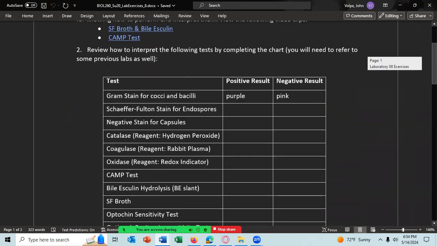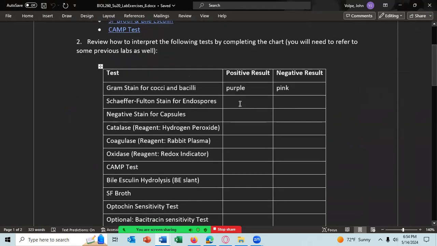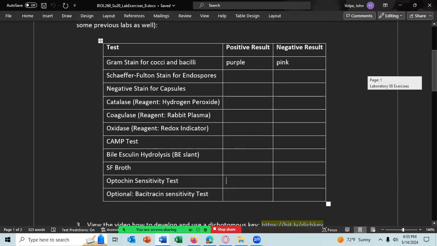So in this table, fill in the results for positive result and negative result. The first one has been done for you. The gram stain for cocci and bacilli. The positive result, the cells will be purple, gram positive; gram negative, these cells will be pink. So do that for the Schaefer-Fulton stain for endospores, the negative stain for capsules, the catalase test, the coagulase test, the oxidase reagent, the CAMP test, the bile-esculin test, the SF broth test, the optochin test, and then optional, the bacitracin sensitivity test.